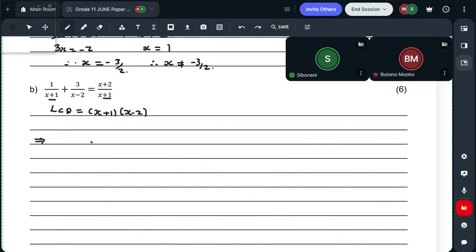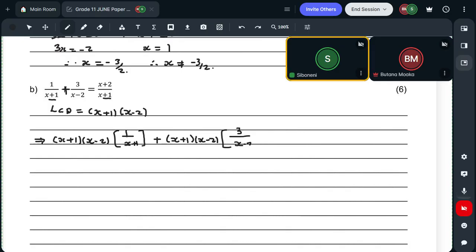So now, as I was saying, you take this LCD and multiply every term, and I'm not going to jump a step. I'll move step by step. I'm going to take my LCD, which is x plus 1 times x minus 2, and multiply the first term, which is 1 over x plus 1. You see this plus sign here? You bring it down here and say plus. Then you put your LCD, x plus 1 times x minus 2, and multiply the second term, which is 3 over x minus 2.